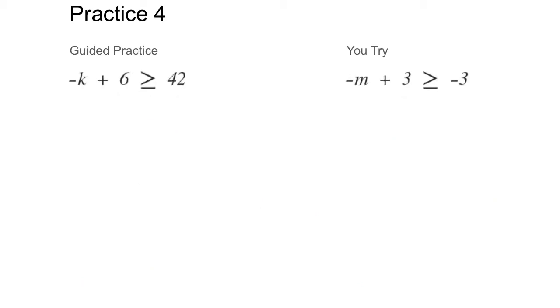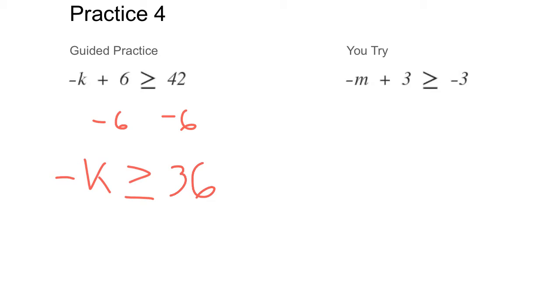Okay, another guided practice. I have -k plus 6 is greater than or equal to 42. So I'm going to subtract 6 from both sides. That leaves me with -k is greater than or equal to 36. And then I have this -k.